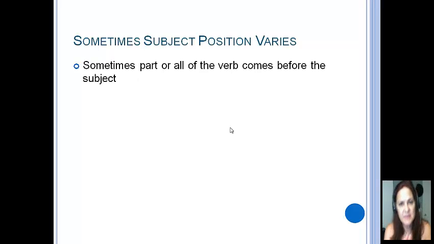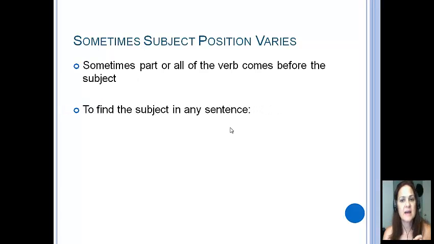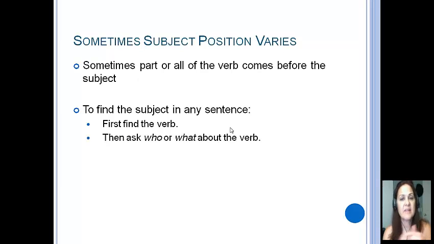So there is something that you can do to help. There are 3 steps that you can take. First, you can ask or find your verb. You find your verb in the sentence. And then secondly, you say who or what about the verb. And then third, you determine the answer to that and you have your subject.